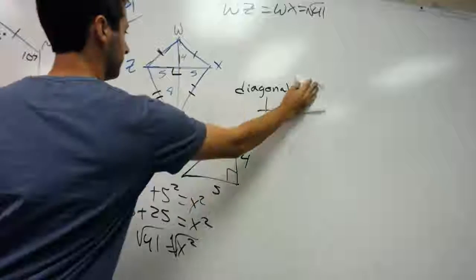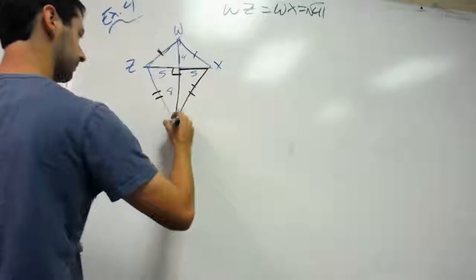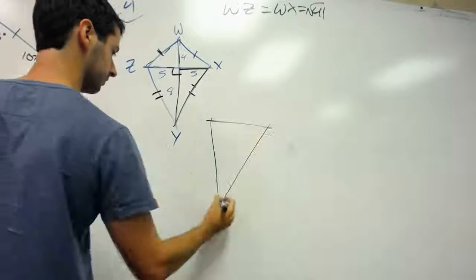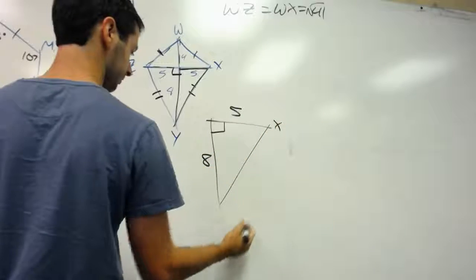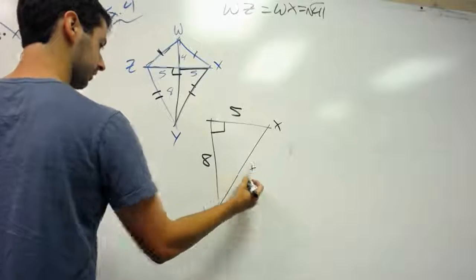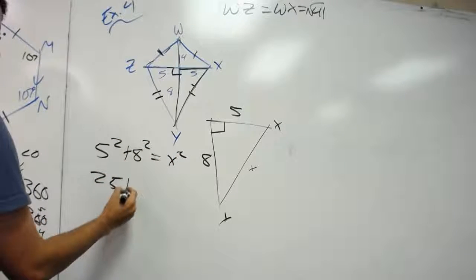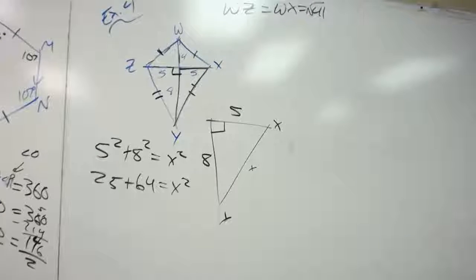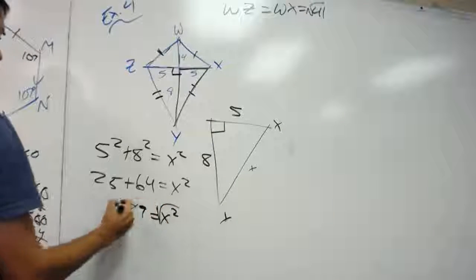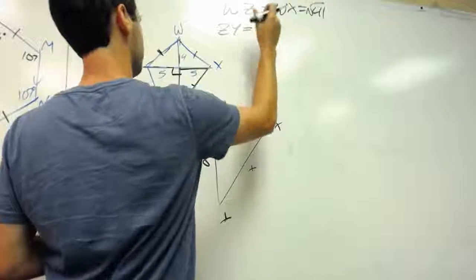Now we need to find ZY and XY. So let's look at this triangle here. Okay, this triangle looks like this. We are given 5 and 8, and we need to find XY. I'm going to call this a little x. Do the Pythagorean theorem, 5 squared plus 8 squared equals x squared. 25 plus 64. 25 and 64 add up to be 89. So the square root of 89 is ZY and XY.